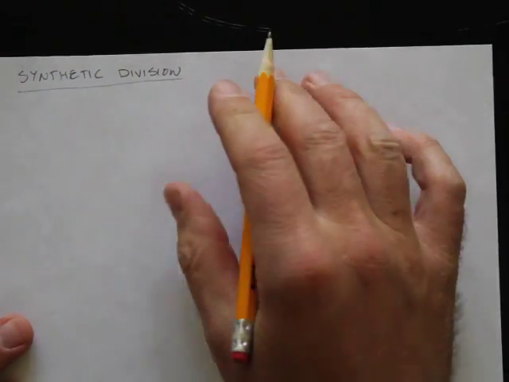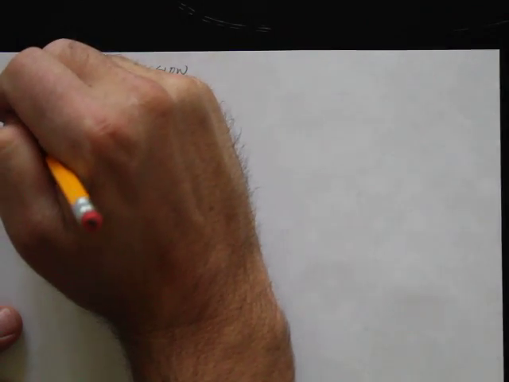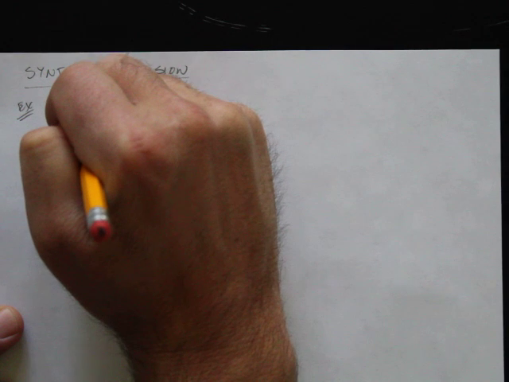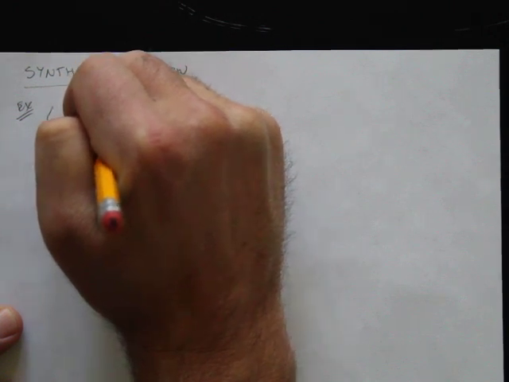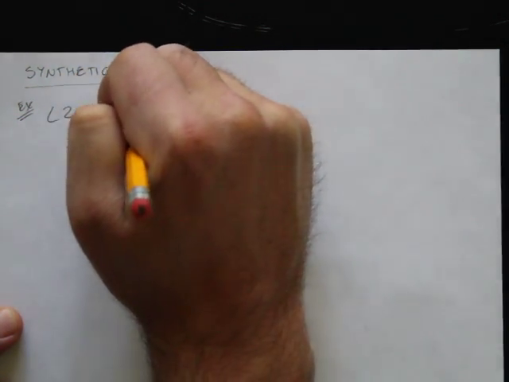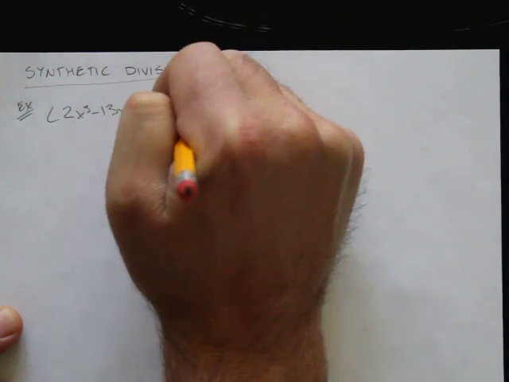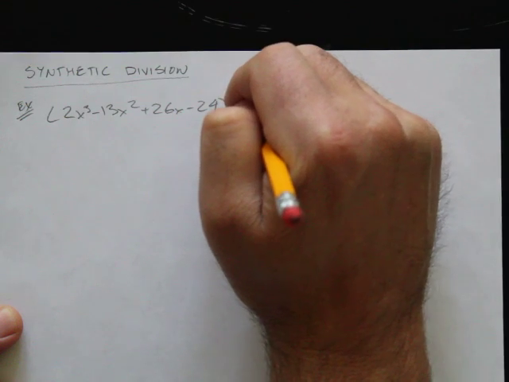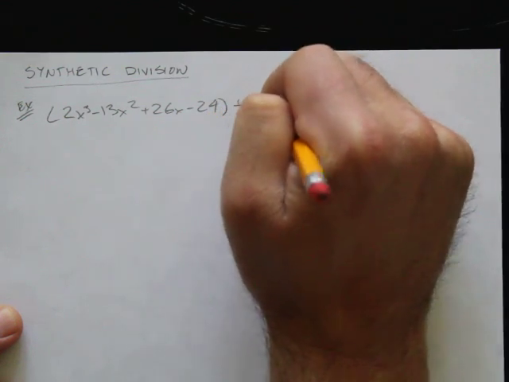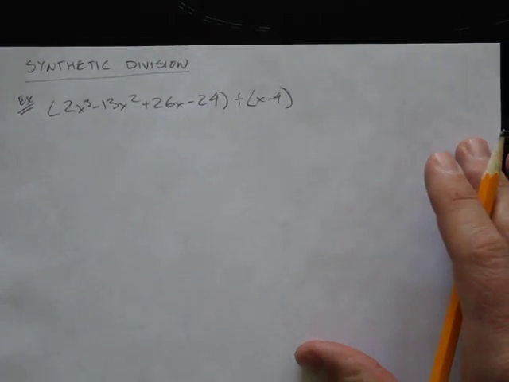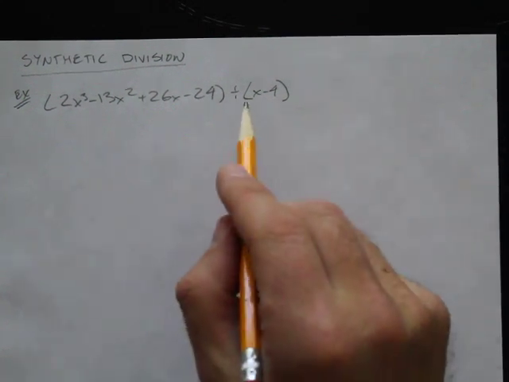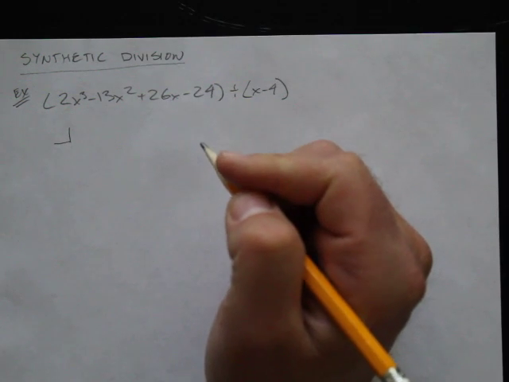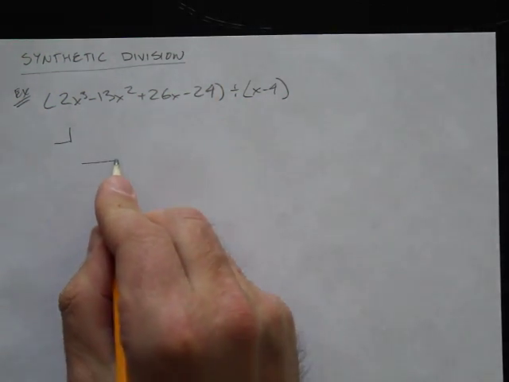Synthetic division. This is kind of actually a little bit fun, I think. Example: 2x cubed minus 13x squared plus 26x minus 24 divided by x minus 4. All right, so here's what we do. We draw a little box over here, and we draw a line over here.